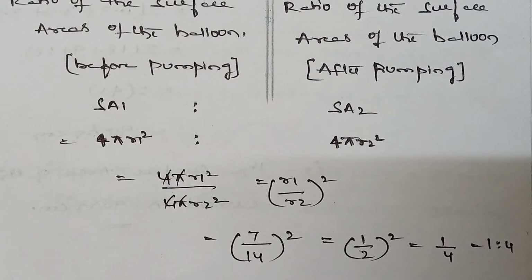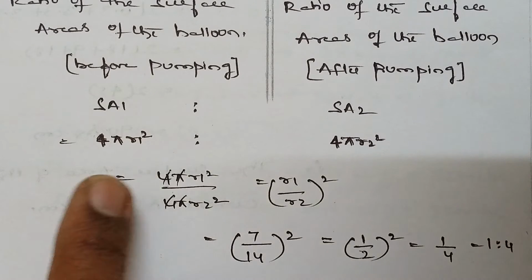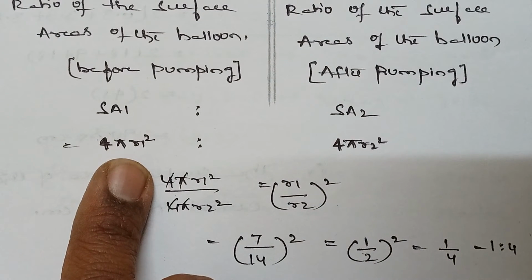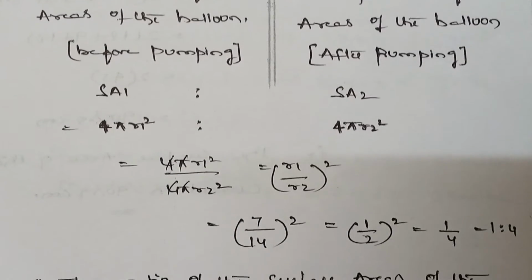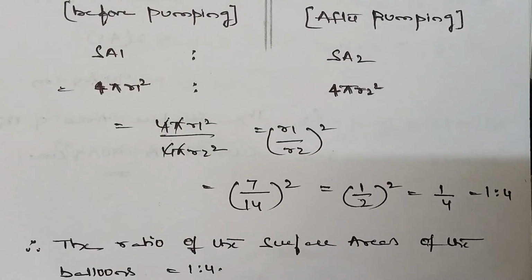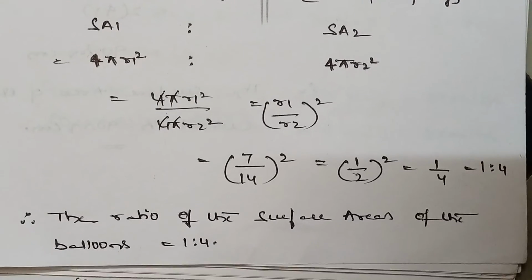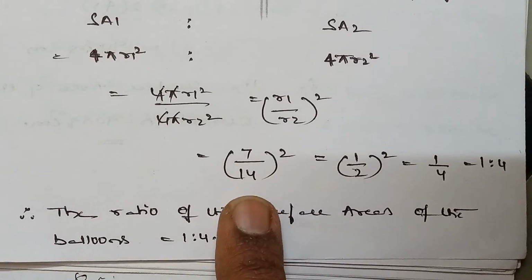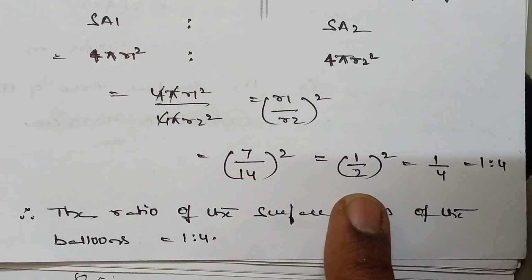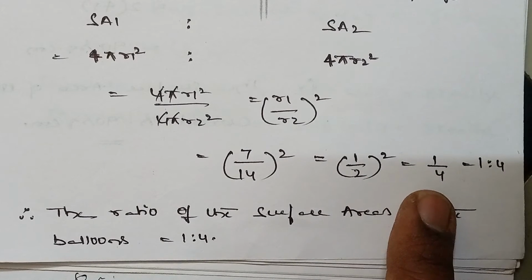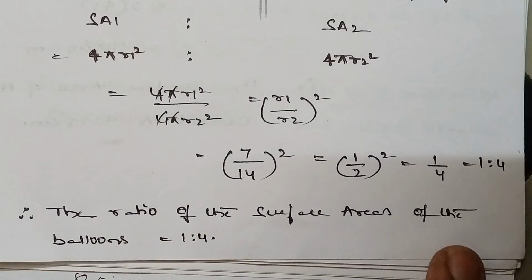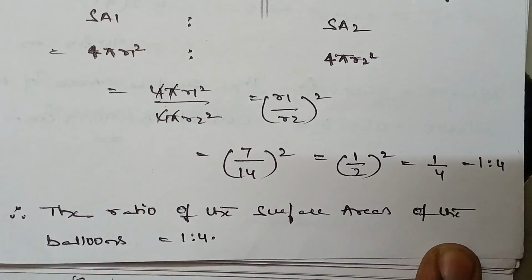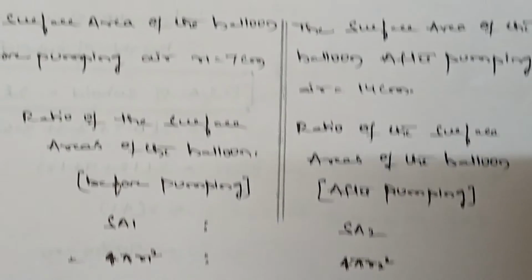Because here 4 is the same, pi is the same, they differ only by radius. So that's why we should keep numbers for the radius only, not for pi, not for 4. Now cancel like terms. We get r1 by r2 whole square, students. So we get 7 by 14 whole square, that equals 1 by 2 whole square, equals 1 by 4. That equals 1:4, students. Therefore the ratio of the surface area of the balloon is 1:4. Okay, I hope you understand this sum.